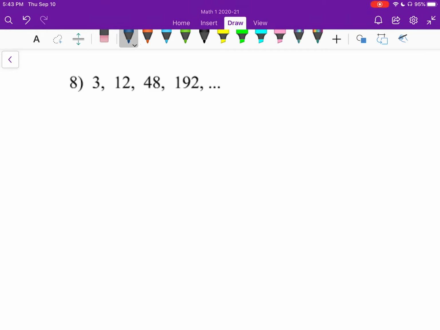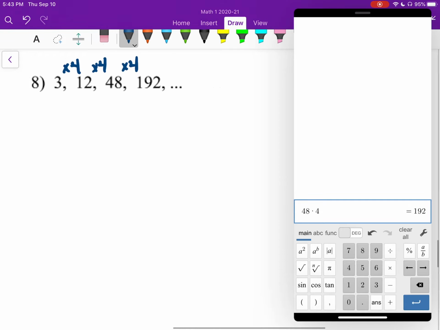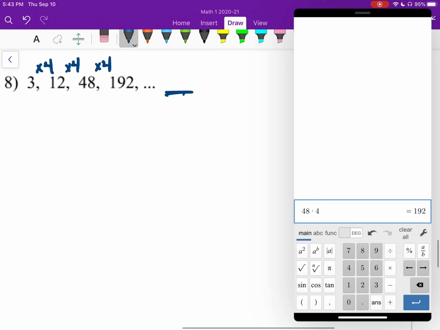It's probably multiplying. So 3 times 4 is 12. 12 times 4 is 48. And then 48 times 4, I'm thinking is that, well, let's type it in. 48 times 4 is 192. Very good. So we have 3 blanks here, and after each one, we multiply by 4.